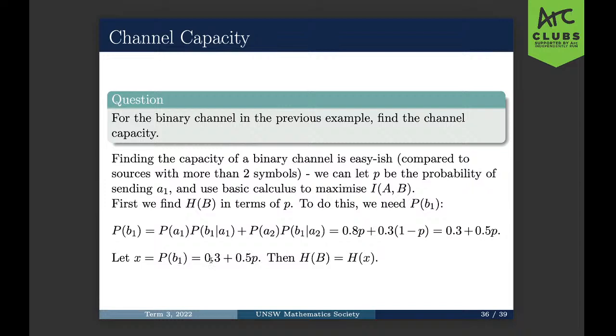This is the way it usually goes. You don't have to define new variables, but for convenience, I'm going to let x be equal to P(B1), which is 0.3 plus 0.5P. Then the entropy of the output is just H(x).